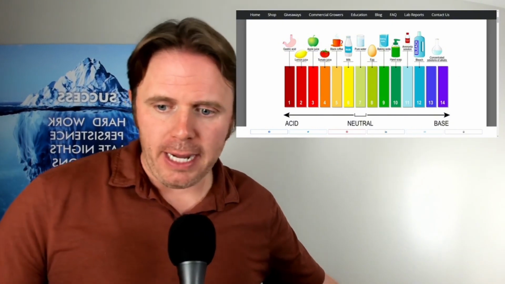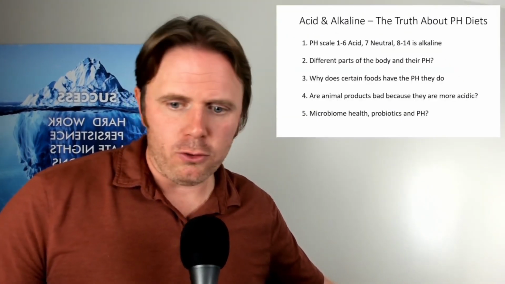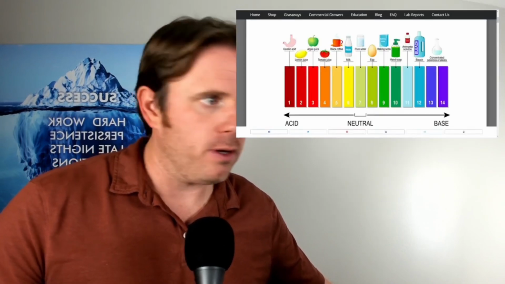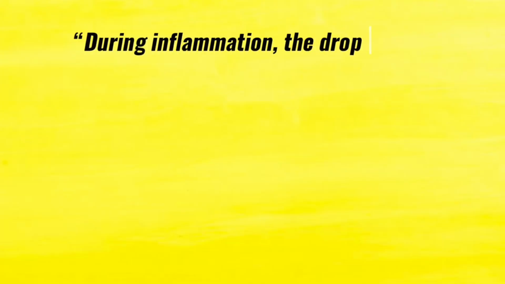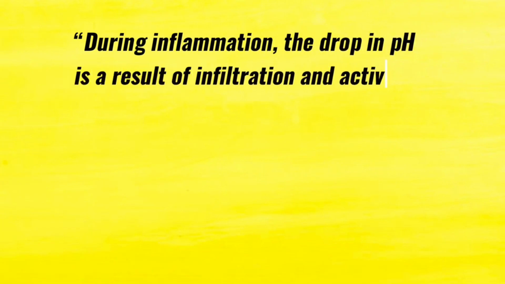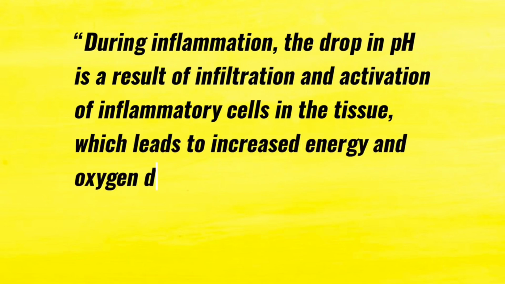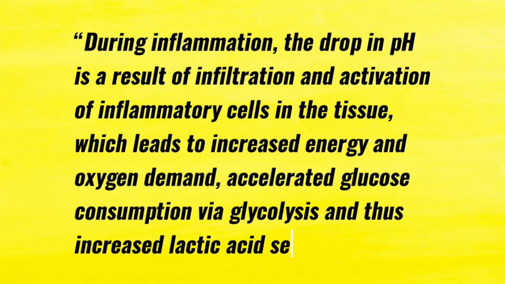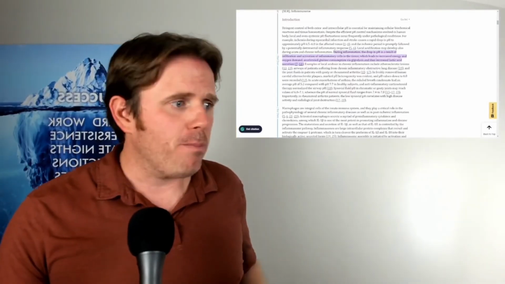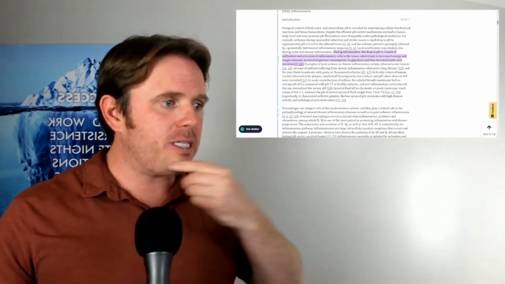And so when we look at pH, it's super important to see one thing here too. We really want to understand the inflammation component. This is a really cool article right here. So during inflammation, the drop in pH is a result of infiltration and activation of inflammatory cells in the tissue, which leads to an increase in energy and oxygen demand and accelerated glucose consumption via glycolysis, thus increasing lactic acid secretion. So what this means is the more inflamed you become, part of the inflammation response will be a drop in pH. It will be to stimulate lactic acid.